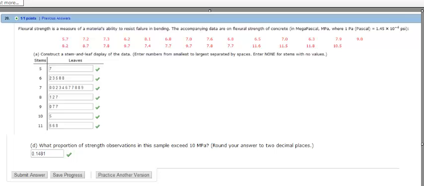There, I just popped that question on there. What proportion of strength observations exceed the 10 megapascals? There's 1, 2, 3, 4 of them out of a total of 27. So I just did a calculation of 4 divided by 27. I'll write that down just so that you can see it. What I did was 4 divided by 27 and got that value and plugged that in right there.